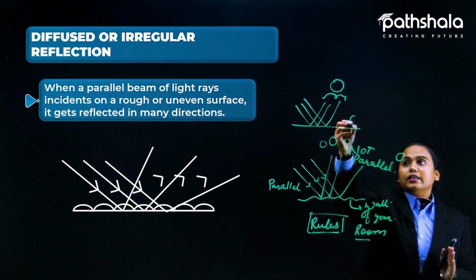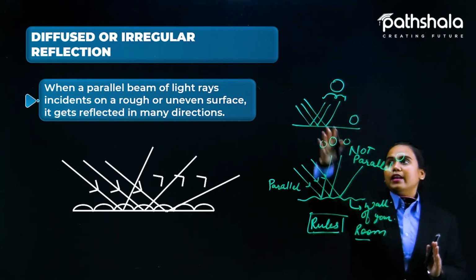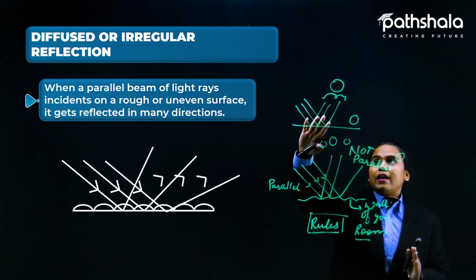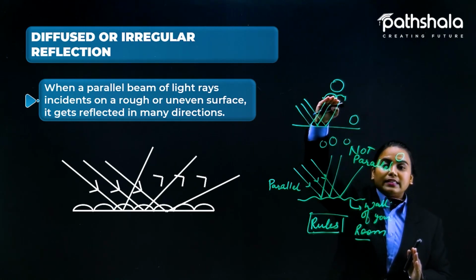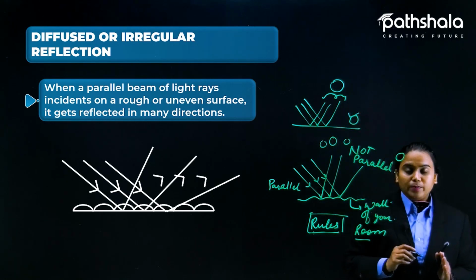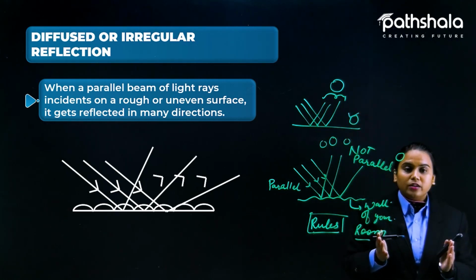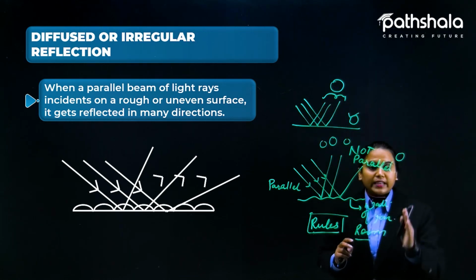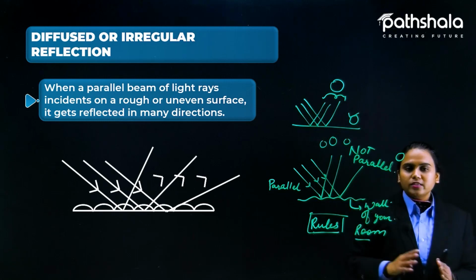Not here, like the person standing here, where the light is thrown at this angle and the reflected light goes in this direction. The person standing here would not be able to see it because he is not receiving any light. Only the person standing here can, because the light is parallel here, and there the light is not parallel.